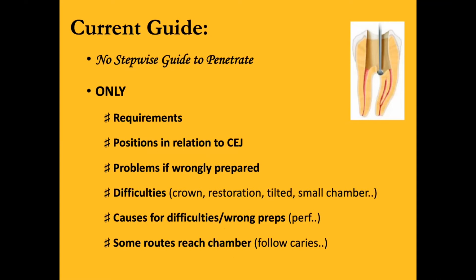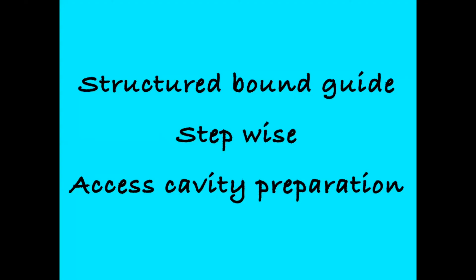The most common difficulties that you might encounter during the preparation are the presence of a crown or a restoration, a tilted tooth, or a small chamber. Or sometimes, what will you do if you make a wrong access cavity preparation? You might end up with a perforation, and then the management of the perforation. And then there are guidelines stating that you need to follow the caries to gain access. So this structure bound guide gives you a stepwise procedure of how to go about an access cavity preparation.